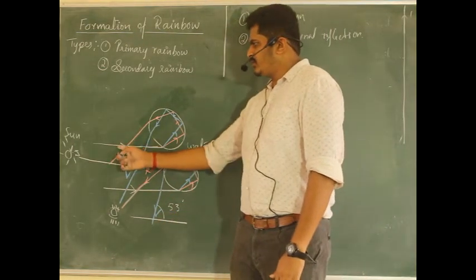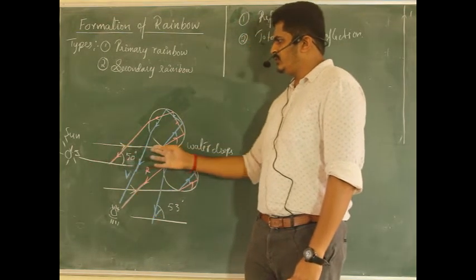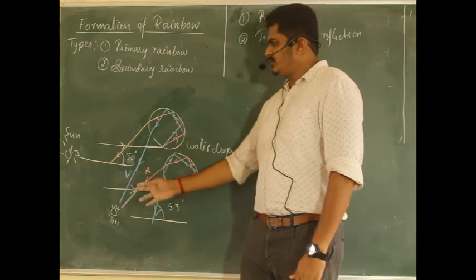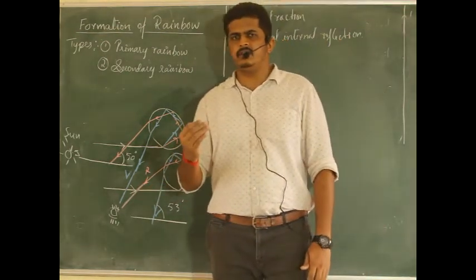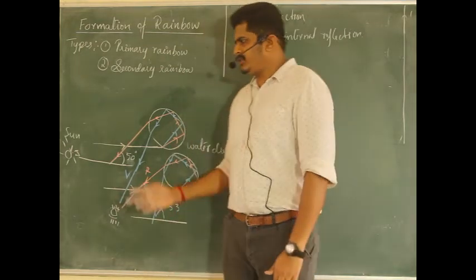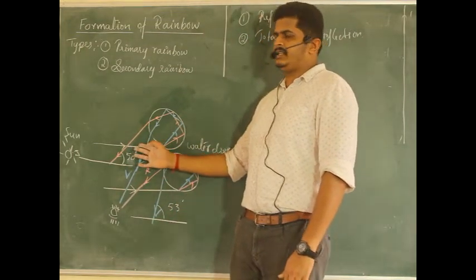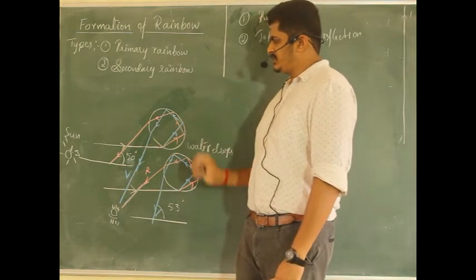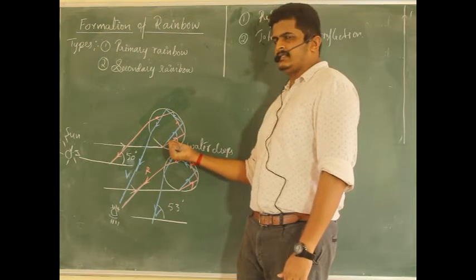So now one ray here, one more ray of light here, and they are going to enter the water drop like this. Once they enter, of course, what happens when a ray of light enters from rarer to denser? It bends. When it bends, because it is a composite light, it splits into constituent colors. Which one bends more? The violet will bend more. Which one bends less? That is red.